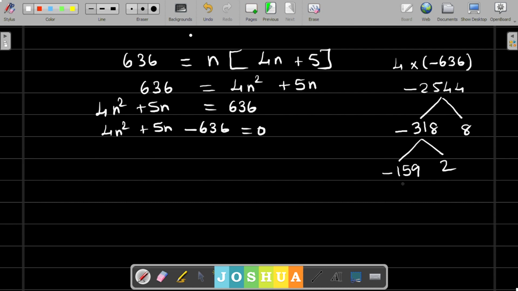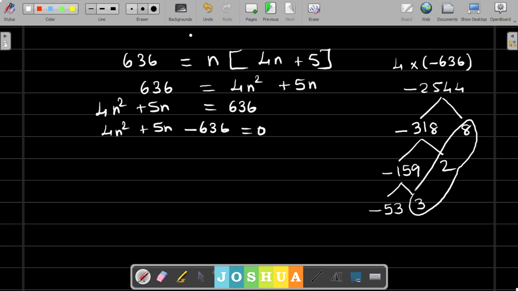Now again this number is divisible by 2, but 159 is divisible by 3 because the sum of digits is a multiple of 3. 1 plus 5 is 6, 6 plus 9 is 15. 15 is a multiple of 3, so I can divide by 3. Dividing by 3, I get minus 53, and here 3. Beyond 53 I can't do anything because it's a prime number.